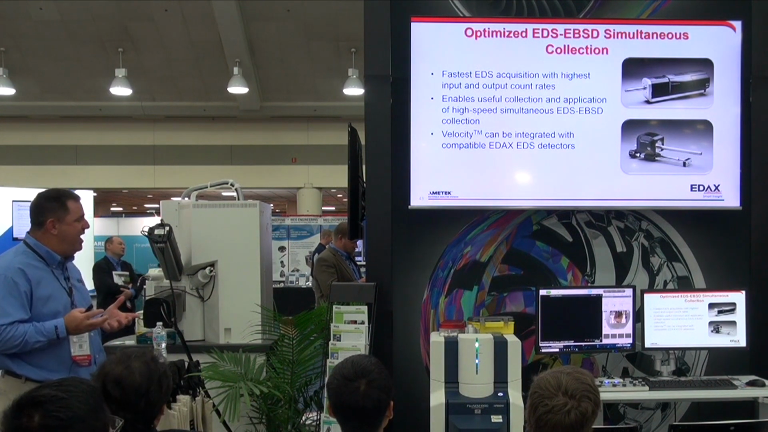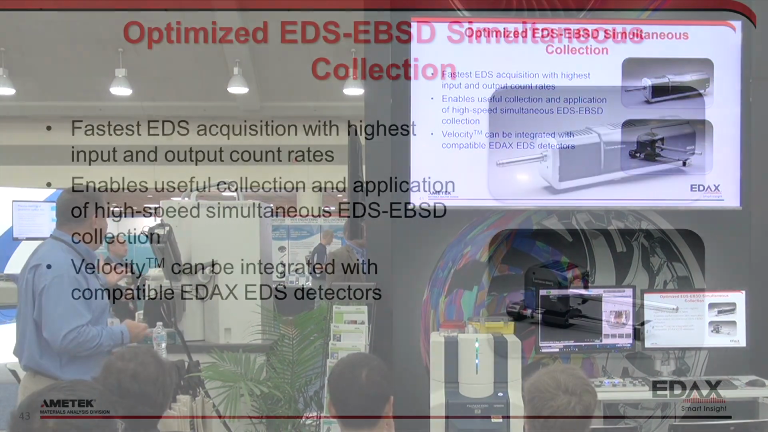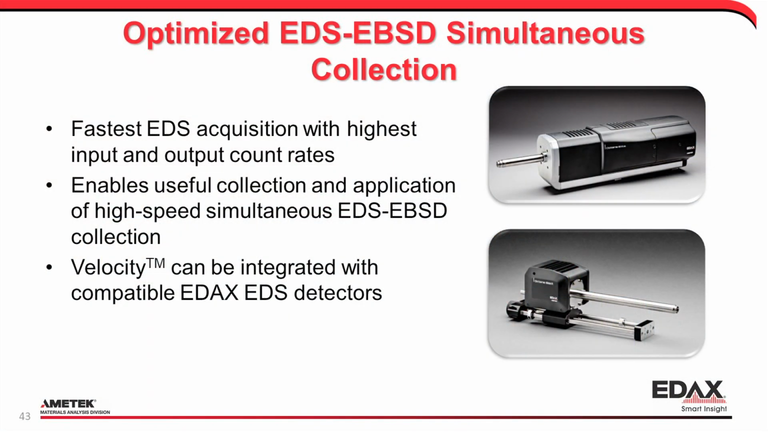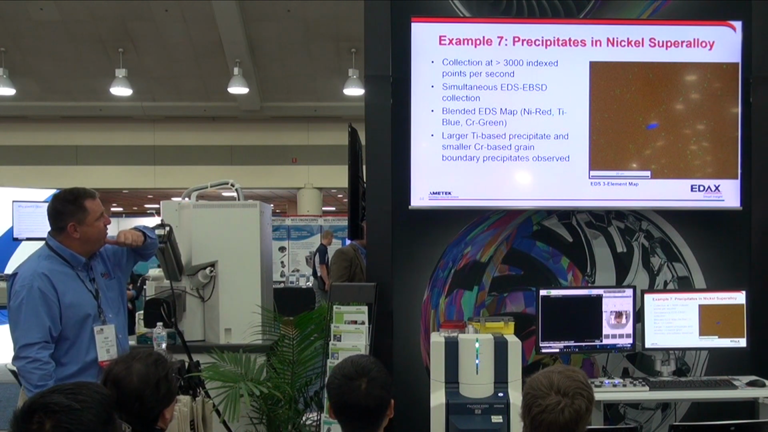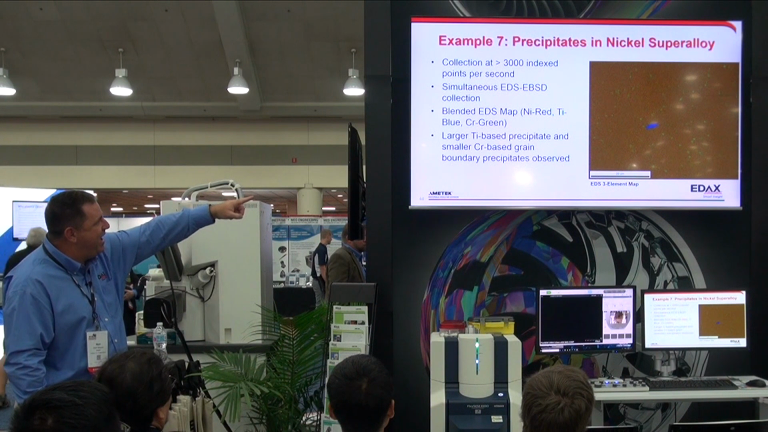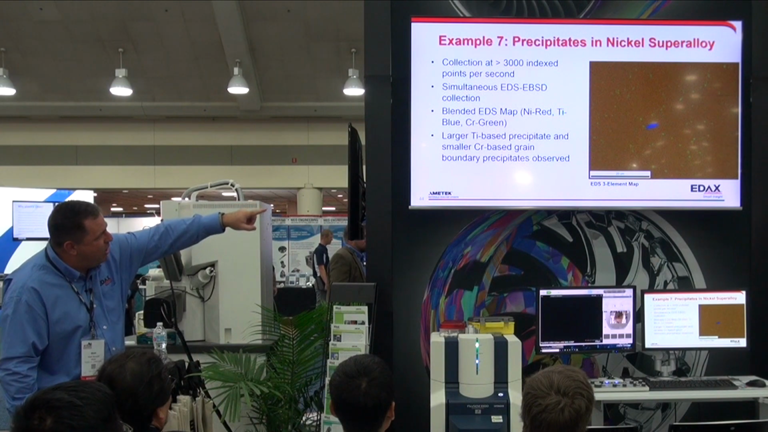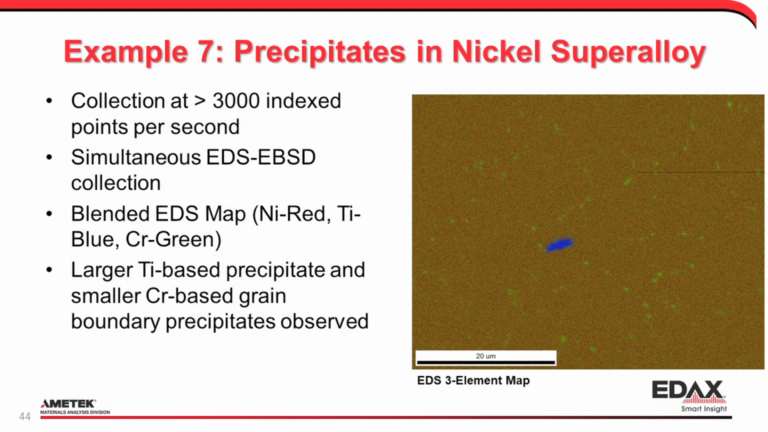The other thing that can be done is, of course, we can combine this with our EDS detectors. So our EDS detectors are also designed for high throughput, high efficiency collection. So this data can be collected simultaneously. This just shows an example. This is again from a nickel superalloy, looking at some different phases. The blue precipitate there is a titanium-based carbide. The chromium are grain boundary precipitates in these grains. And so we've collected this at 3,000 points per second. We still get usable EDS data. So that's just an EDS map.